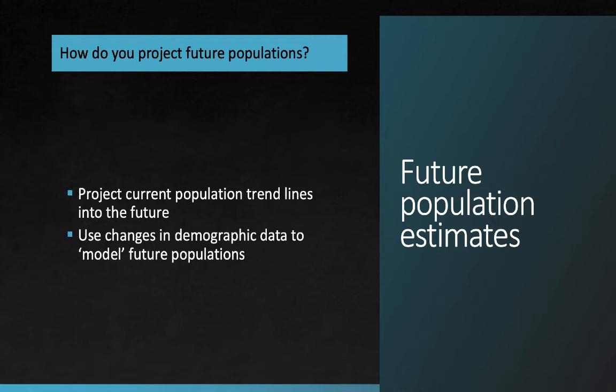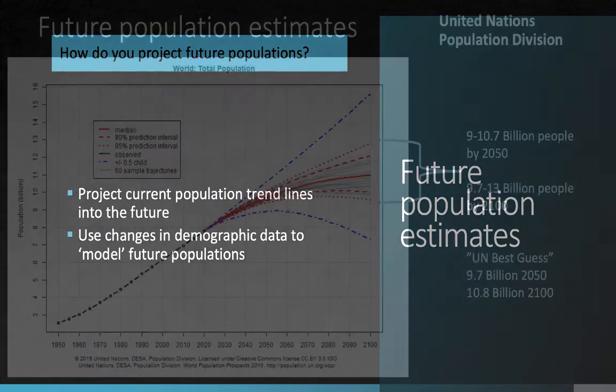For population growth, we can simply fit mathematical models of historical growth and project those trends into the future. Or alternatively, we can dig deeper into some of the changes in demographics that are underway around the world and then use those to model future populations in more complex ways. I'll give you a couple of examples of this in the next few slides.